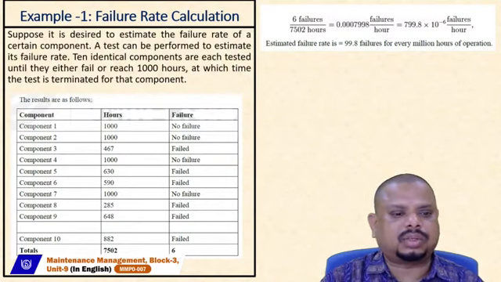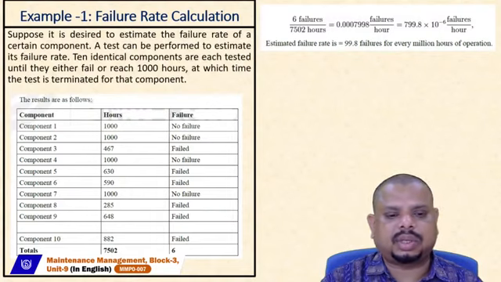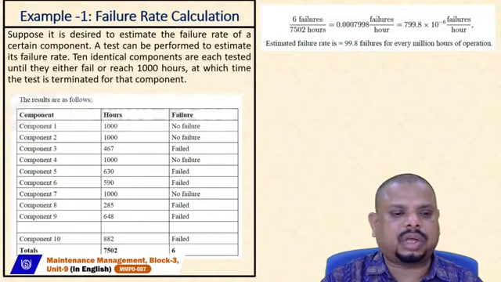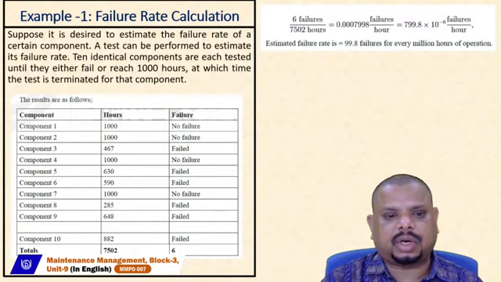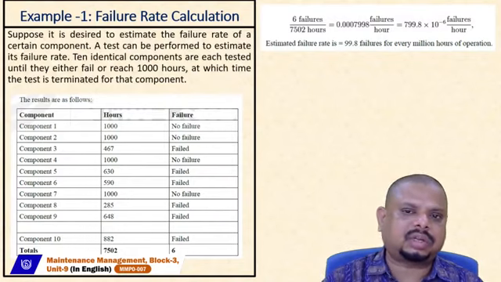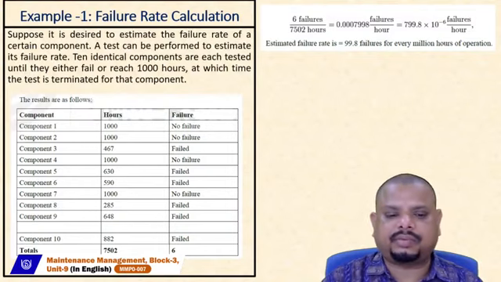Component 2 ran 1000 hours, no failures. Component 3, 467 hours, failed. Component 4, 1000 hours, no failure. Similarly, the fifth one ran 630 hours and failed. The sixth one, 590 hours, failed. Component 7, 1000 hours, no failures. Component 8, 285 hours, failed. Component 9 ran 648 hours, but the result is failed. And the last one, component 10, ran 882 hours and the result is failed.